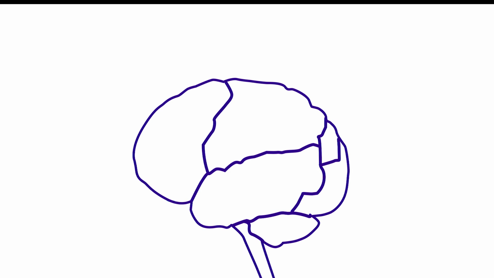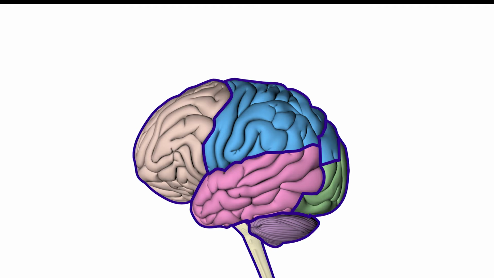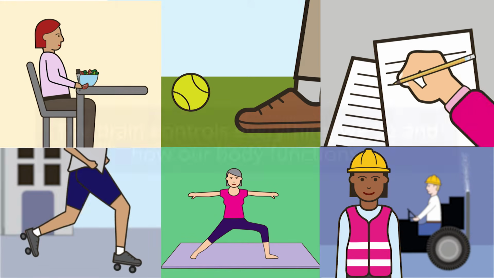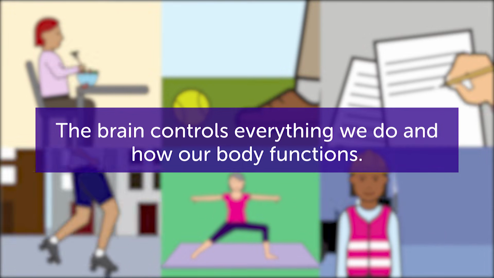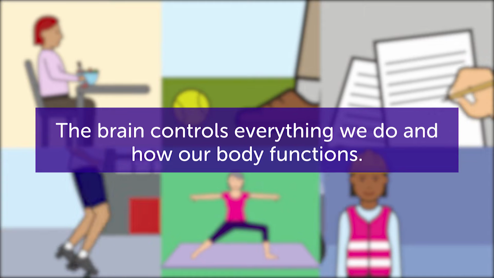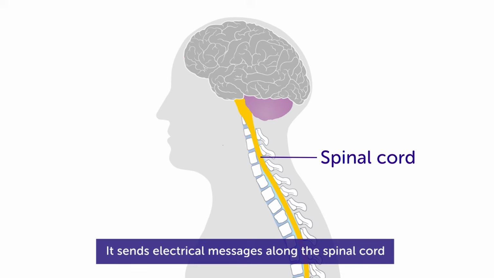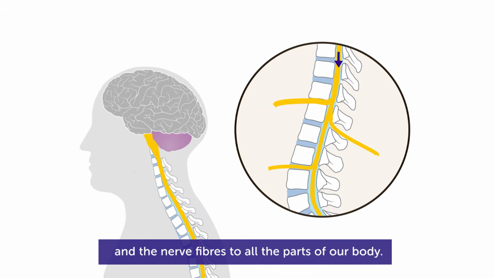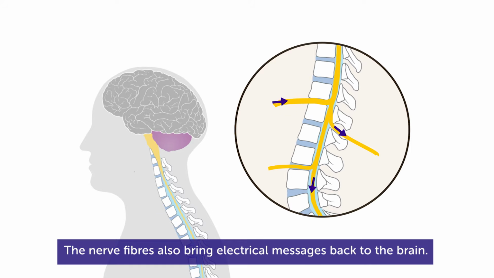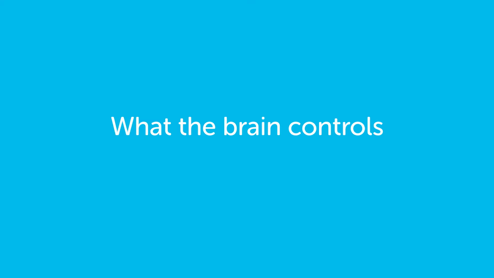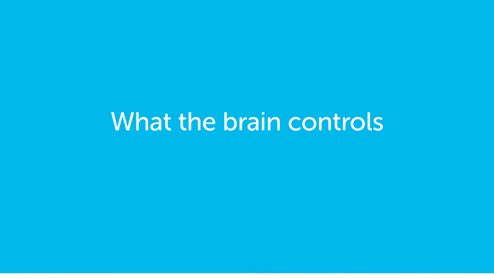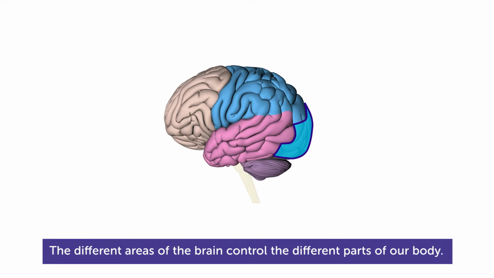What are the different parts of the brain and what do they do? The brain controls everything that we do and how our body functions. It sends electrical messages along the spinal cord and the nerve fibres to all parts of our body. The nerve fibres also bring electrical messages back to the brain. The different areas of the brain control the different parts of our body.